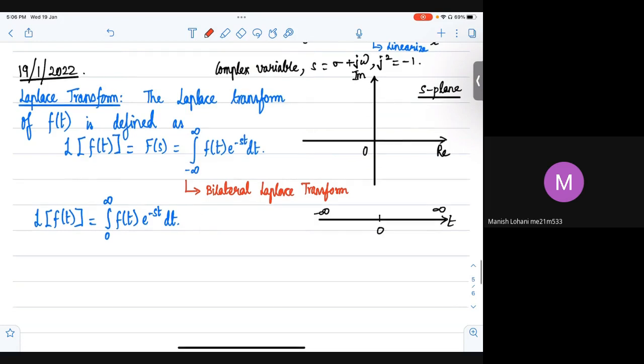The reason why it's called unilateral is because we can immediately observe that the limit of the integration is from 0 to infinity. That is why it's called the unilateral Laplace transform. So we will be using this definition.